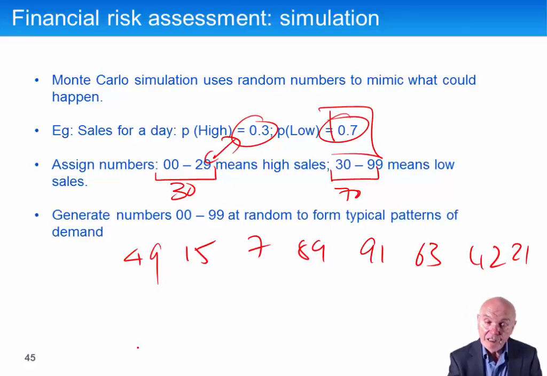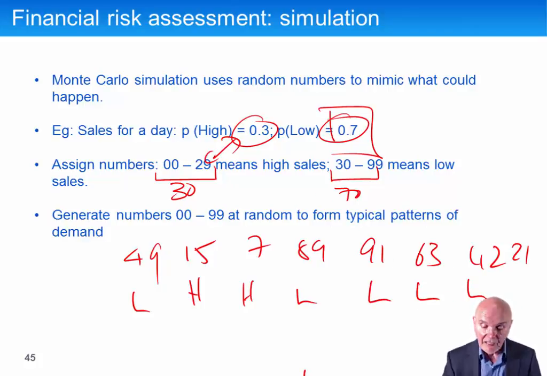So you say 49, well that falls into your 30 to 99, so that's going to be a low sales day. 15 falls into this range here, so the next day we're getting high sales, and again a high. 89 comes into here, this means it's going to be low sales, then low sales. Well gosh, we're getting a big run now of these low sales, and eventually we get a high sales.